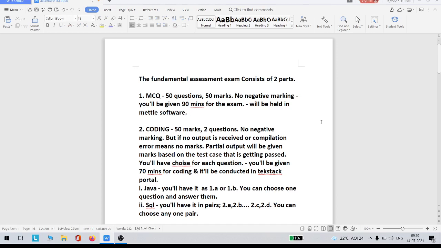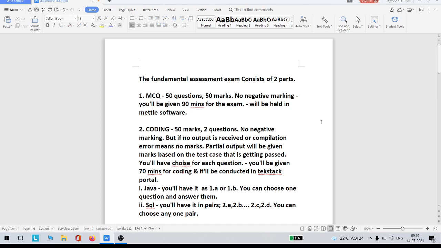And in SQL, you will be given two pairs of questions. The first pair will be 2A, 2B and the second pair will be 2C, 2D. You have to choose one pair of questions and solve them completely. If you solve them completely, you will be given 40 marks. If you can only solve one question, you will be given 20 marks. So after adding Java plus SQL, if you get 100 marks, it will be consolidated to 50 marks. That is how it is going.